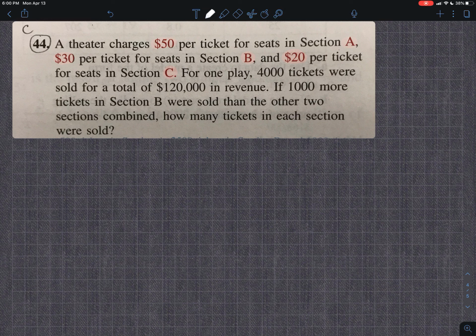So we need variables first. We need to define our variables. The first thing you want to do that's part of the work is define the variables.